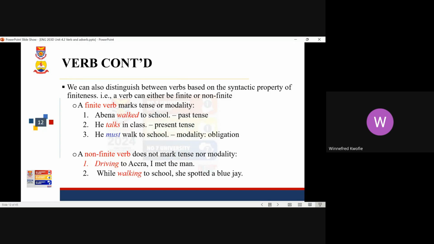Okay, so the verb can be finite, in which case it marks tense or modality. And then it can be non-finite, in which case it neither marks tense nor modality. So when we say a verb marks modality, we are looking at the verb indicating obligation or possibility or what have you.